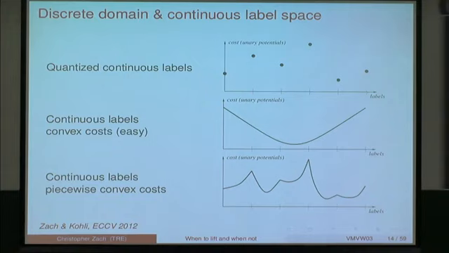You have the second case, so you keep your continuous labels, but you are lucky enough that everything is convex. Then it's also very easy to solve. And the setting I'm addressing on the next slide is what if your involved functions are piecewise convex. So you keep the continuous label space, but you add a bit of structure on a function that is less trivial than using a convex function in the first place.